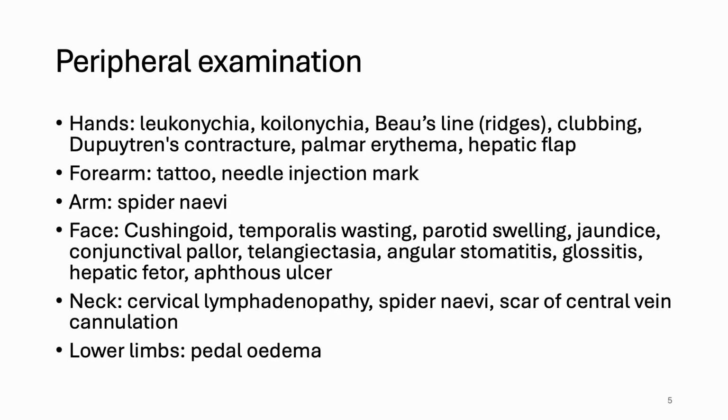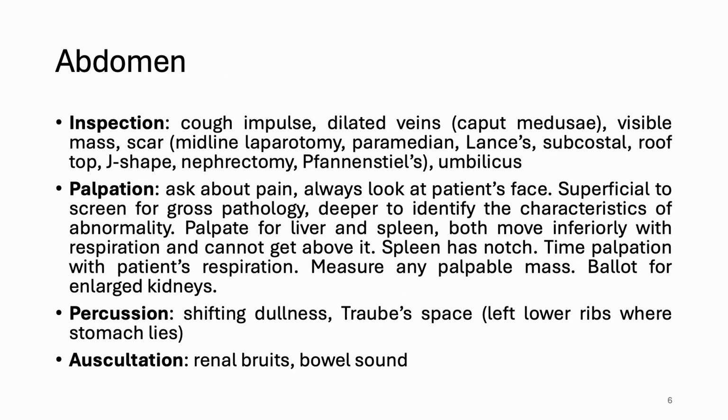On the neck, check for cervical lymphadenopathy. Also look for the presence of spider nevi and count how many of them. And look for scars of central vein cannulations in patients with suspected end-stage renal disease. Then you will end the peripheral examinations with the lower limb to check for pedal edema. We would next focus on the patient's abdomen. We will start by inspection.